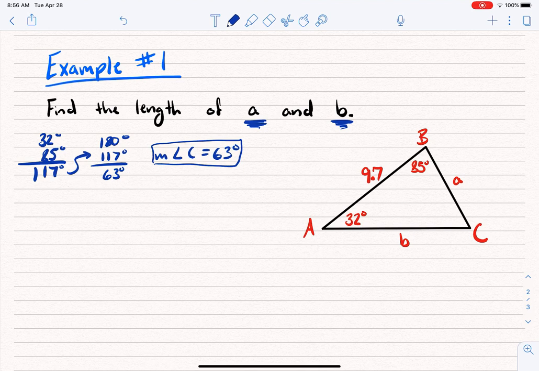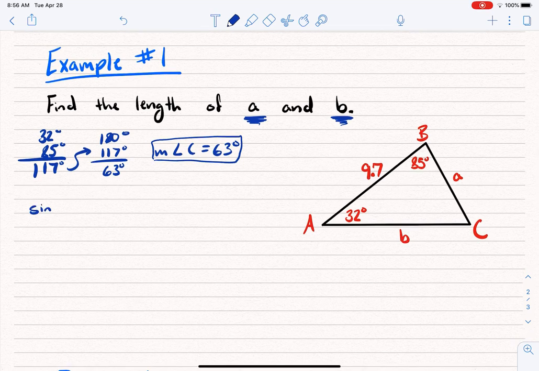We have to find every part of the triangle to be able to find every other part. So now let's go for it. Well, the law of sines states that the sine of angle A is to lowercase a as the sine of, we'll say C, is to lowercase c. And so there's my formula that I'm going to work from. And now I just plug everything in.